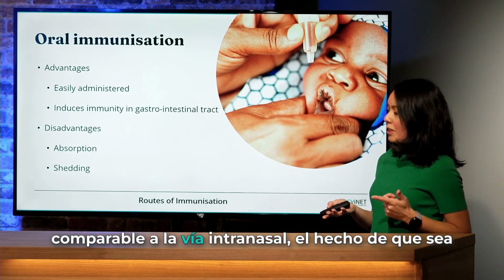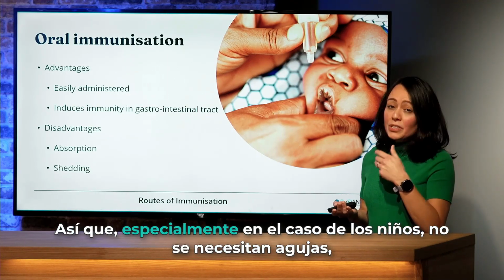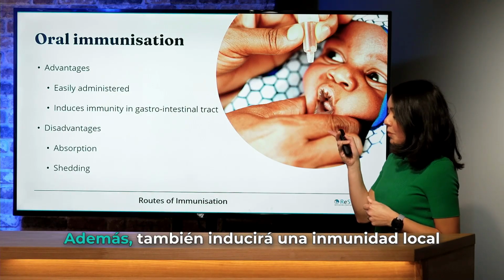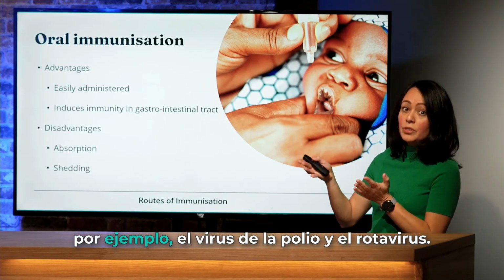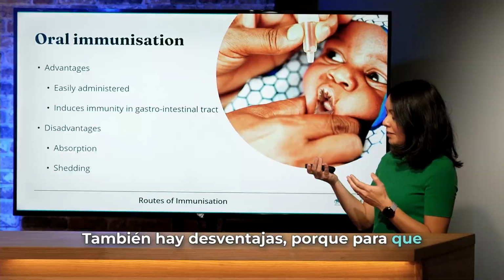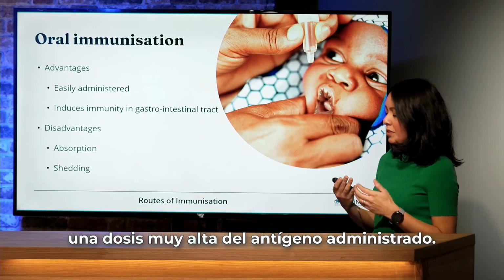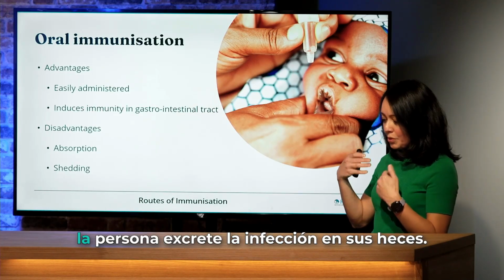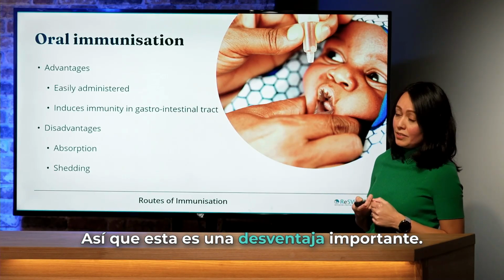And comparable to the intranasal route, the fact that it is easily administered is also an important advantage. So especially for children, you don't need needles, you can very easily give it to them. Furthermore, it will also induce a local immunity in the gastrointestinal tract, which is important for instance for poliovirus and rotavirus. There are also disadvantages, because in order to get the immunization route to have full absorption, you need a very high dose of the antigen administered. And also, for certain pathogens, it can mean that the person will shed the infection in their feces. So this is an important disadvantage.